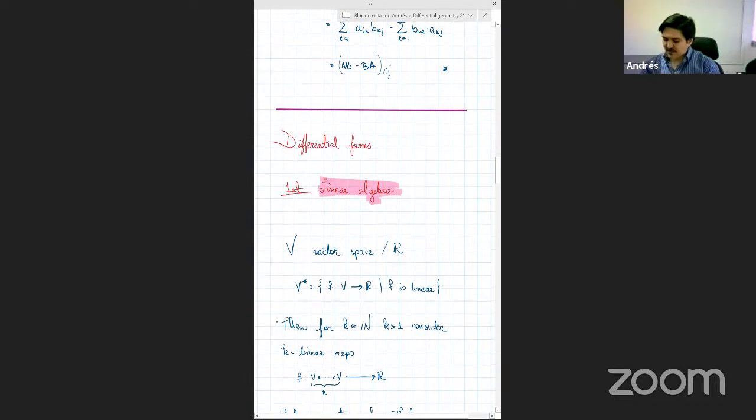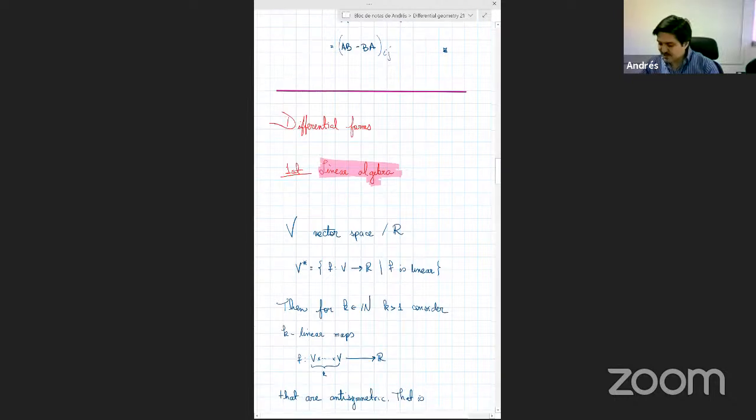So I will look at the set of k linear maps. Instead of writing V to the k, I prefer to put it all together. These are linear maps, and by that we mean linear on each entry. Again, the set of linear maps is a vector space. You can add two k-linear maps and obtain a new k-linear map, and scalar multiplication.